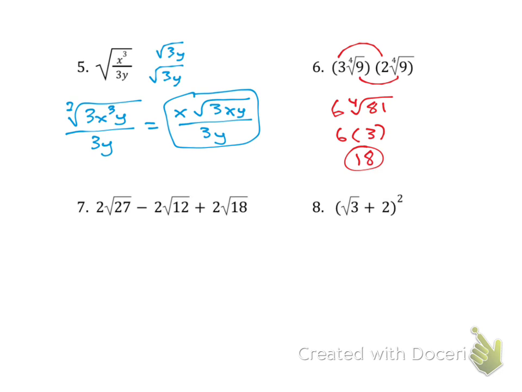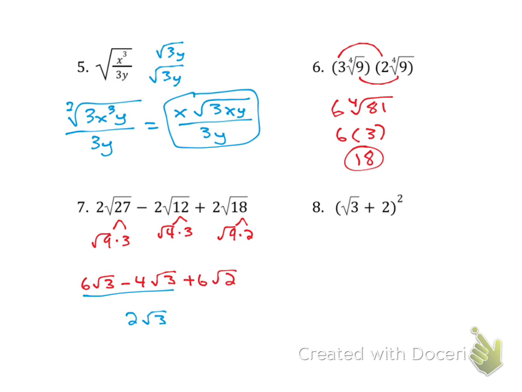Number 7, square root of 27, you can simplify. 9 and 3, 9 is a perfect square. You can take out a 3. 3 times that 2 gives you 6, square root 3. Minus 12, I do 4 and 3. Can take out a 2, so that'll be minus 4. Square root of 3, 2 times that 2 gives you negative 4. Then 18, I would do 9 and 2. Can take out a 3. 3 times that 2 gives you 6, square root 2. Combine like terms, and we've got 2 square root 3 plus 6 square root 2.